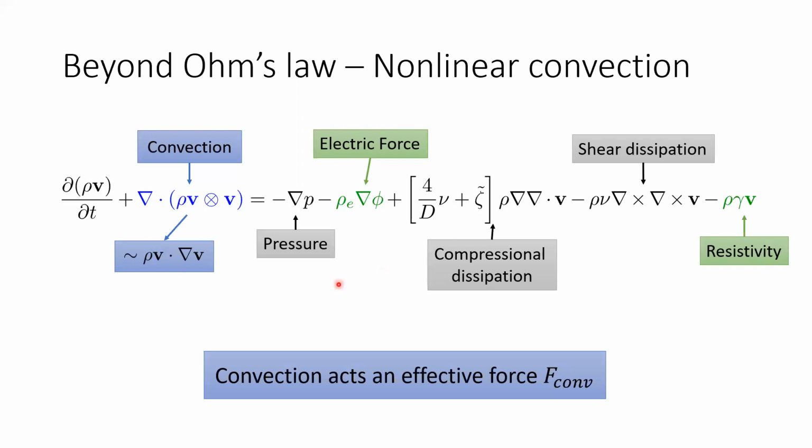On the right, we have typical terms such as pressure, shear and bulk viscosities. These are the gray terms. And then the terms in green are those specific to the electronic system, namely, you have an electric force because particles are charged, and then again the resistivity. So it'll be convenient for us to think of convection as an effective force.